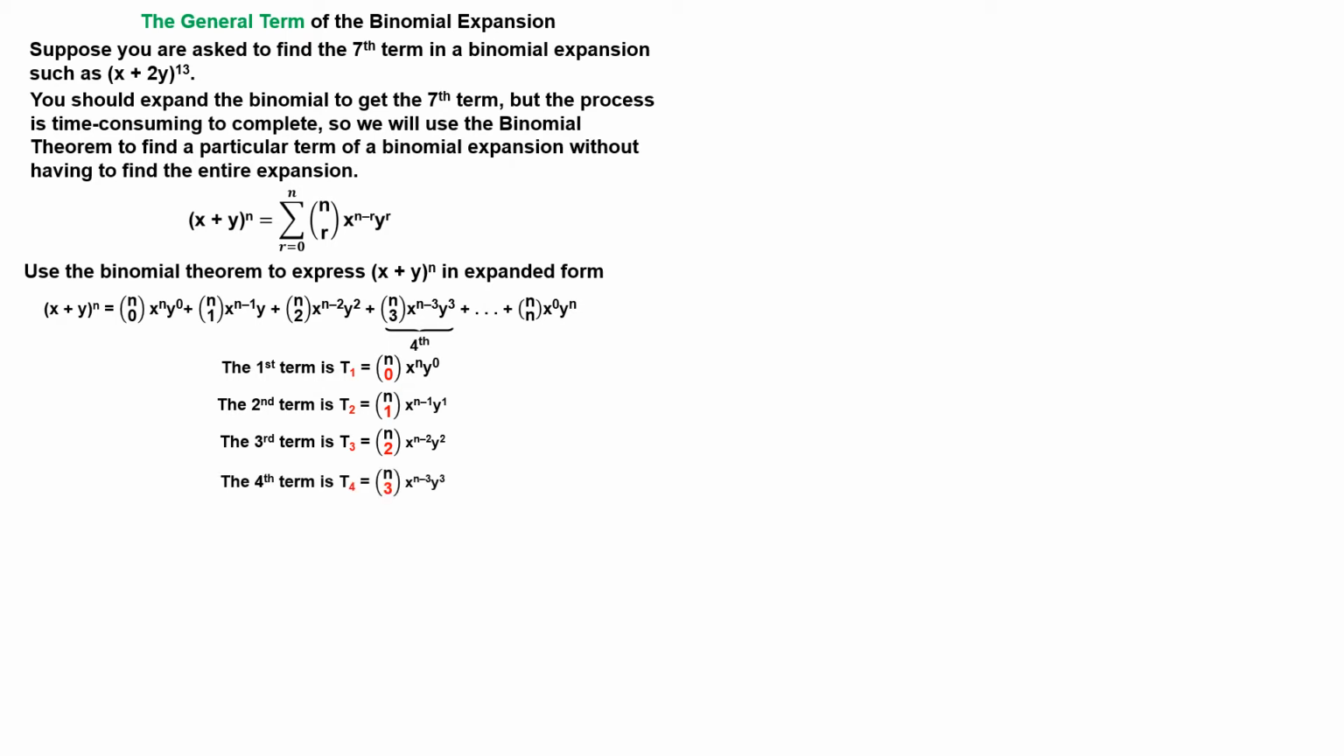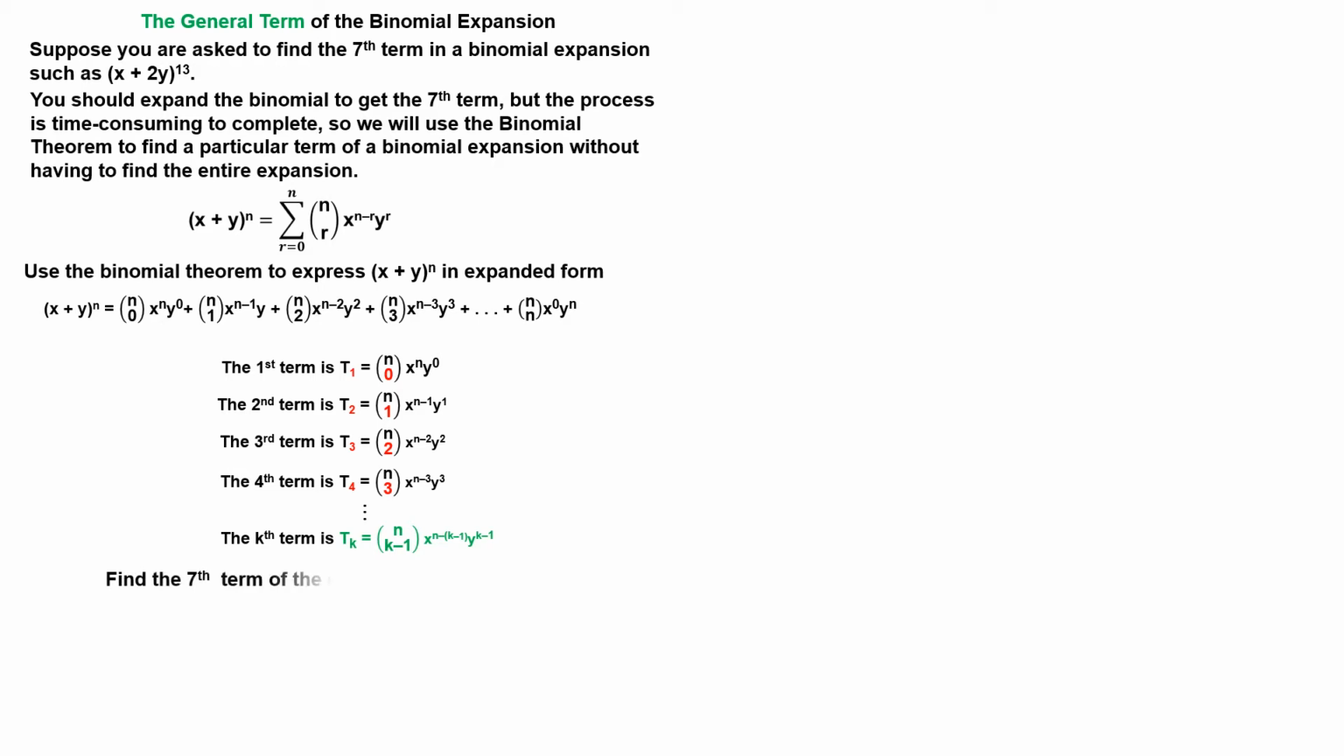We should notice that the bottom number of the binomial coefficient is 1 less than the term we are looking for. In general, any term of any binomial expansion can be expressed as follows. The general term is used to find out the specified term in the binomial expansion. Let's see how it works.